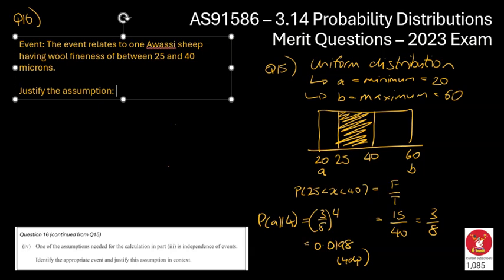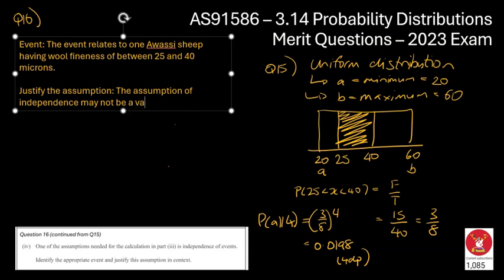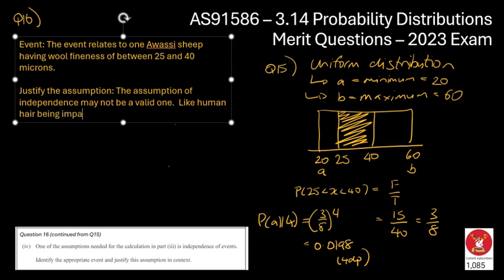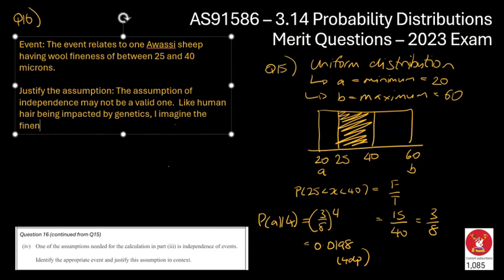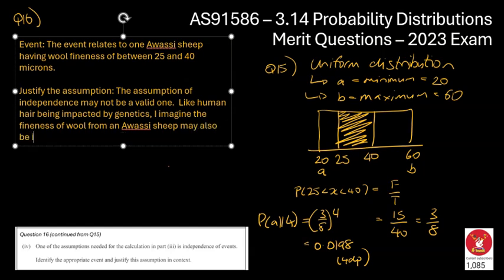So I'm going to state that here. The assumption of independence, forgive my bad spelling, may not be a valid one. Like humans being impacted by genetics, I imagine the fineness of wool from an Asawi sheep may also be impacted by genetics. I'm just articulating what I talked about. So I talked about genetics doing it.